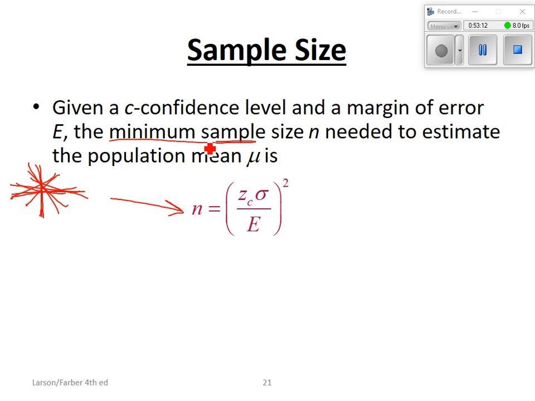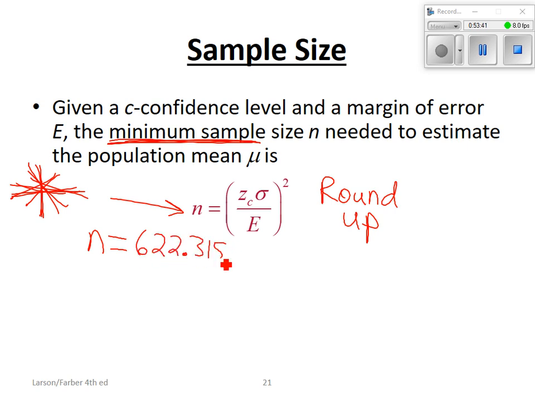On the minimum sample size, when you get this, you're going to use it to figure out the smallest number you can have to make your numbers really mean something. When you get it, you're always going to round up, just like we did with some of the other stuff. So when you get something like this and it comes out to be 622.315, whatever the number is, we're gonna say that you need at least 623. Just round up, all right?